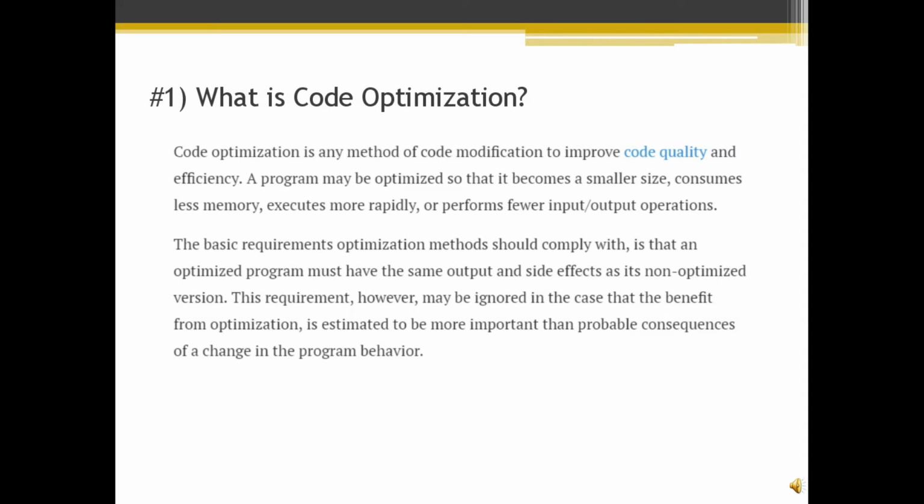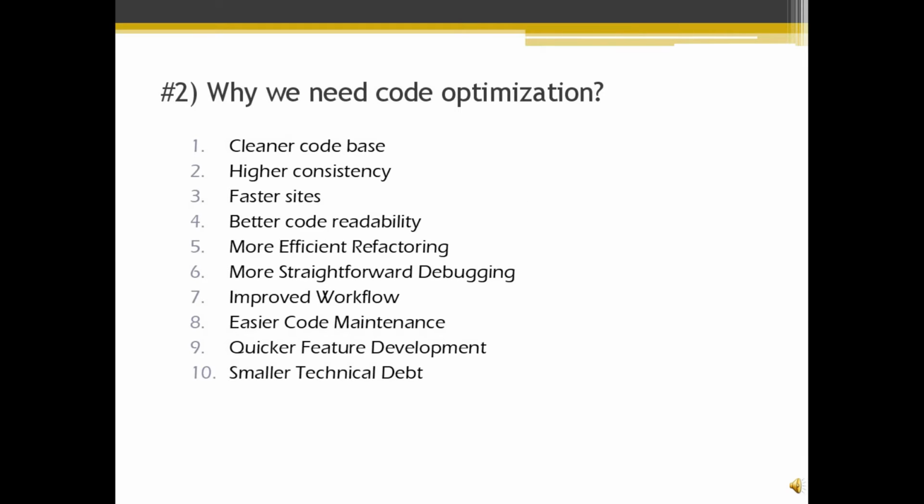This requirement, however, may be ignored in the case that the benefit from optimization is estimated to be more important than probable consequences of a change in the program behavior. Why we need code optimization: clean our code base, higher consistency, faster sites, better code readability, more efficient refactoring, more straightforward debugging, improved workflow, easier code maintenance, quicker feature development, smaller technical debt.